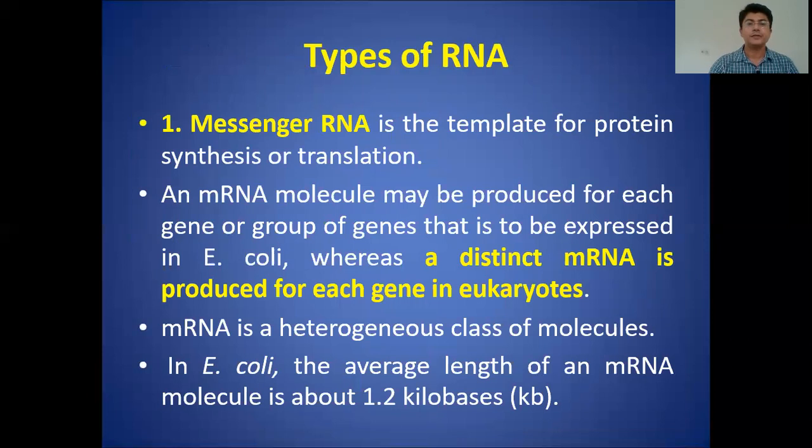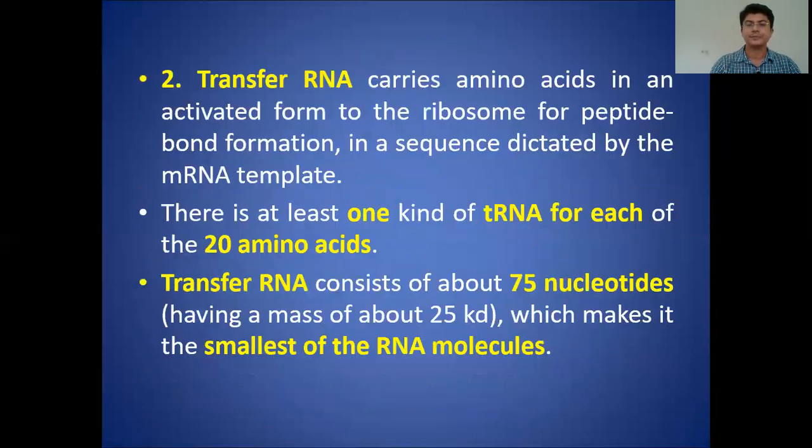Types of RNA molecules. Different types of RNA molecules are found. The messenger RNA molecule is the template for protein synthesis on ribosomes, and a messenger RNA molecule may be produced for each gene or group of genes that is to be expressed in E. coli, whereas a distinct messenger RNA is produced for each gene in eukaryotes. Messenger RNA is a heterogeneous class of molecules. In E. coli, the average length of an mRNA molecule is about 1.2 kilobases.